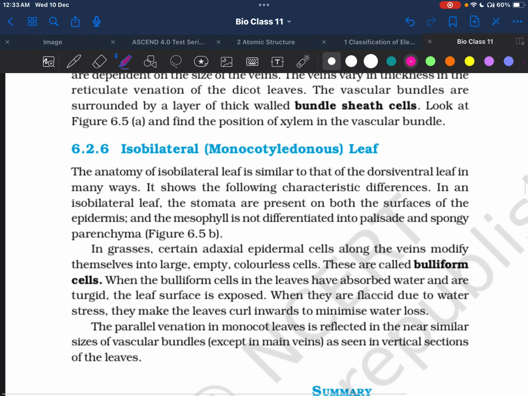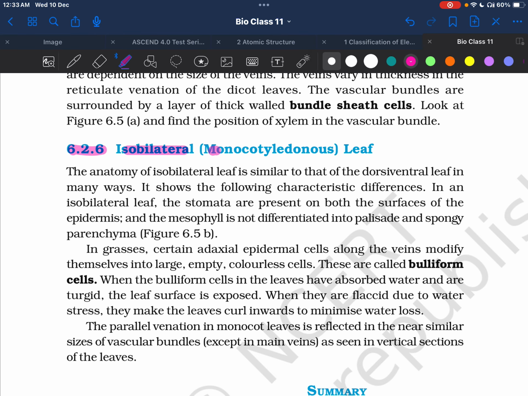6.2.6 Isobilateral monocotyledonous leaf. Anatomy of isobilateral leaf is similar to that of dorsiventral leaf. In many ways, it shows the following characteristic differences. In an isobilateral leaf, stomata are present on both the surfaces of the epidermis, and the mesophyll is not differentiated into palisade and spongy parenchyma. In grasses, certain adaxial epidermal cells along the veins modify themselves into large, empty, colorless cells. These are called bulliform cells.